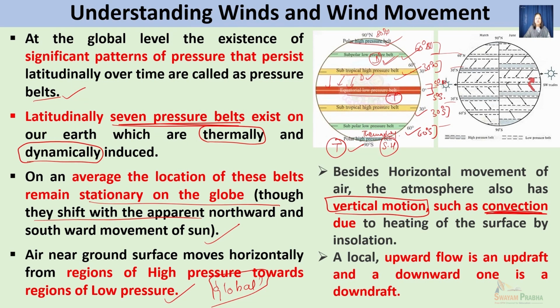So besides the horizontal movement of air, which is called wind, you also have vertical movement of air, which is primarily induced because of convection. So you have local upflow of air and downward flow of air, which are called updraft and downdraft respectively. But primarily the winds are associated with the horizontal movement of air. It can be of global nature, it can be of regional nature, and it can be of local nature.